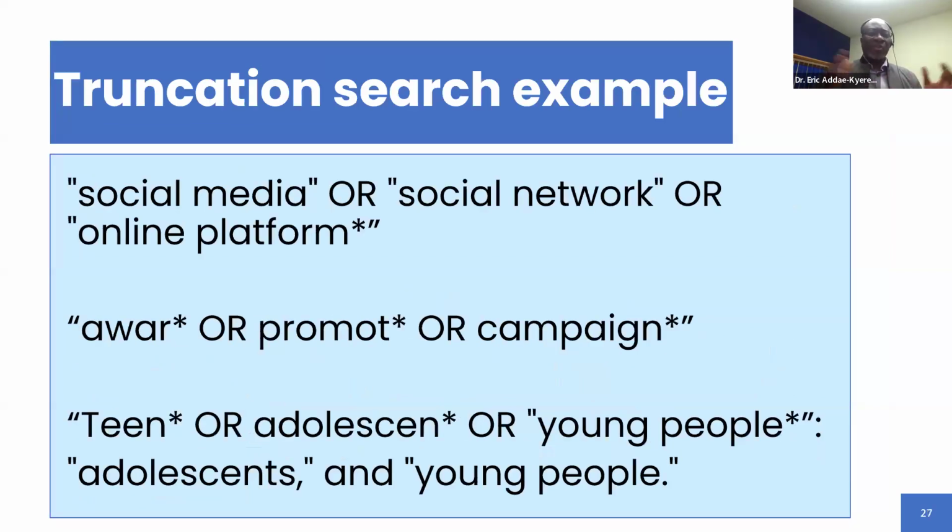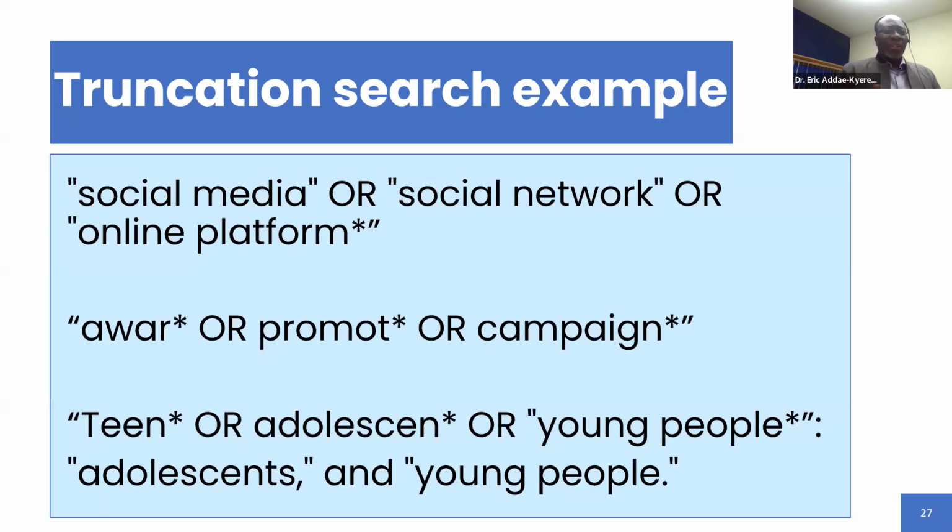The final one is around truncation. So I mentioned the use of that asterisk character in your search as well. In this case, a truncation example, back on the same assignment, is social media or social network or online platform. Putting an asterisk after the M will tell the database to look for a word that starts with platform. So it'll give you platforms as an example.